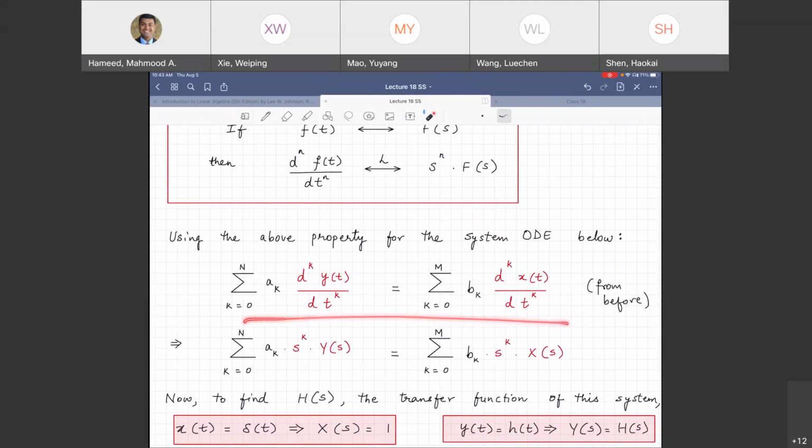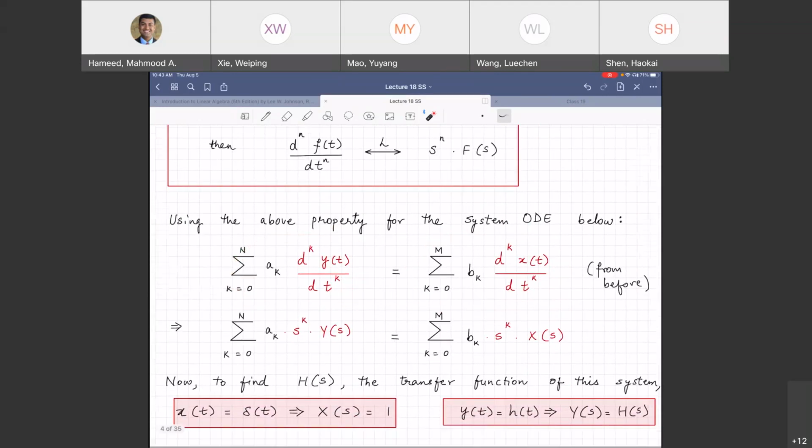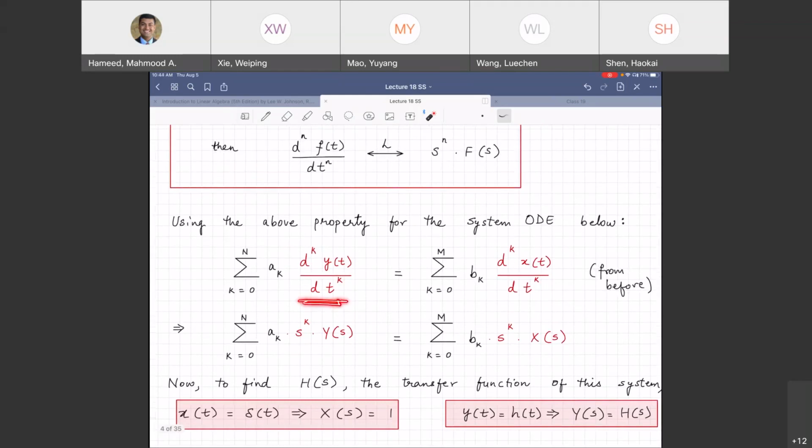This is from before. Scaled versions of derivatives for the output, scaled versions of derivatives for the input. We will apply this property. What do you get? You are differentiating the output k times. In the Laplace domain, it is going to be the same as multiplying y of s by s, k times, so s to the k. And similarly, for this guy, you're differentiating the input k times. That's going to result in s to the k x of s. Of course, ak and bk are just scalars, so those are not going to change. They are going to remain as is. The summation is also going to remain as is.